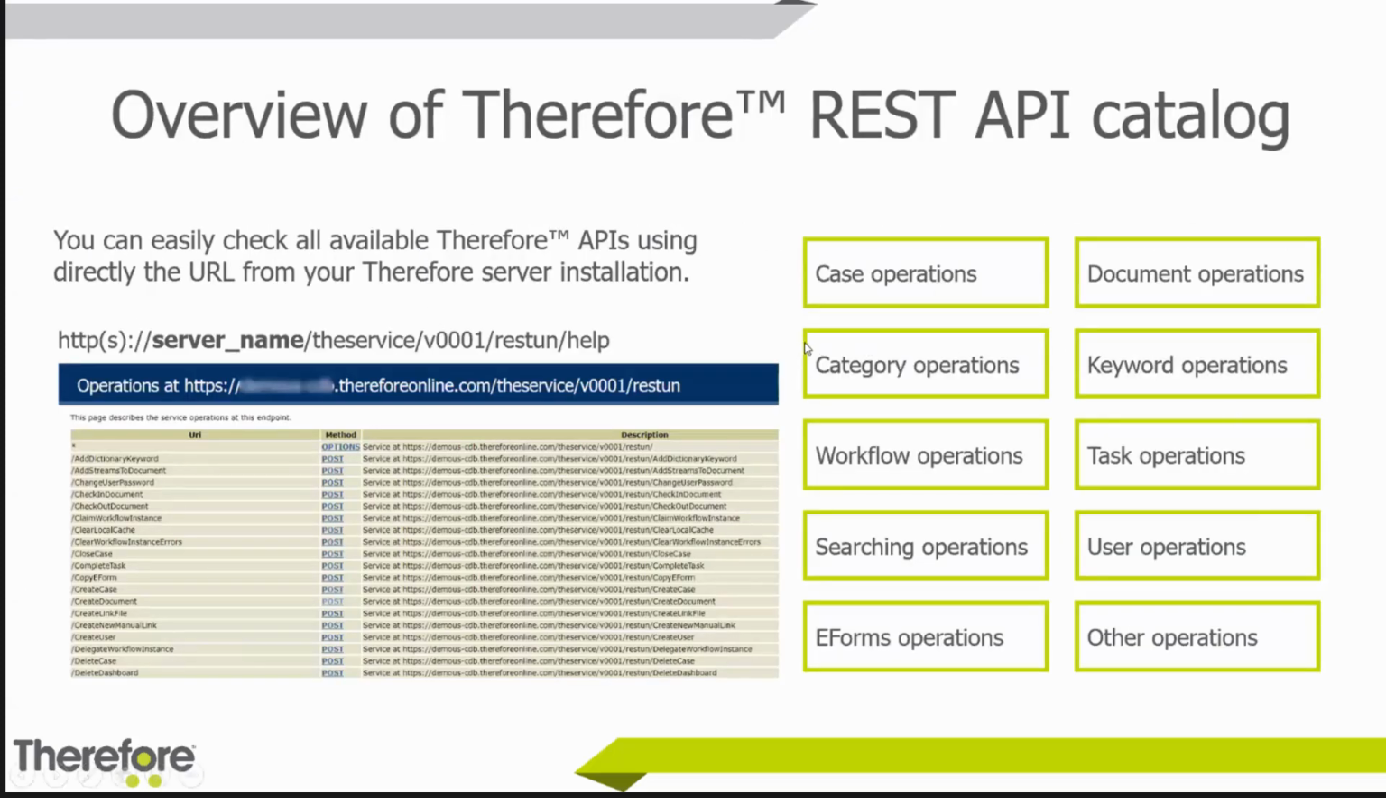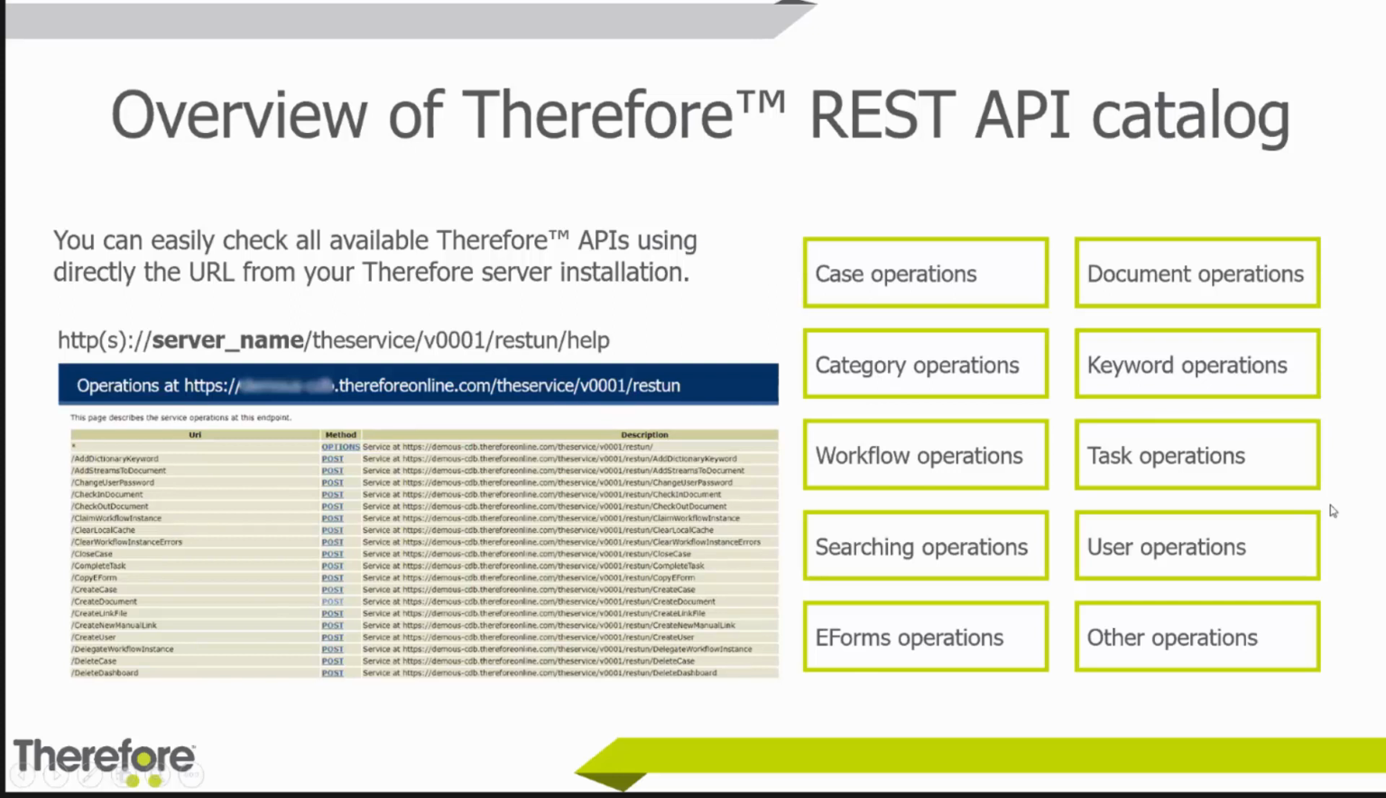And the good news is that Therefore has a catalog of REST APIs with almost 200 endpoints. And for us that love to program and code, this is amazing because it extends the possibilities we have to build our applications and extend Therefore functionality in a super way, because you can do almost everything. You can work with cases, documents, categories, so it's amazing.